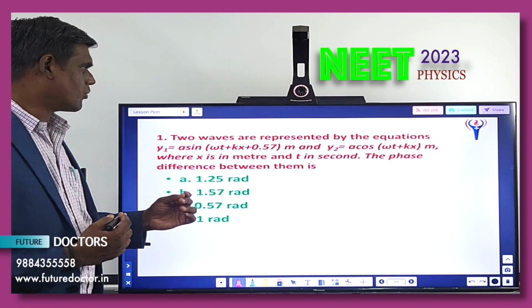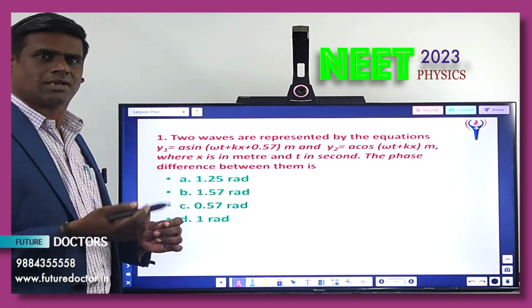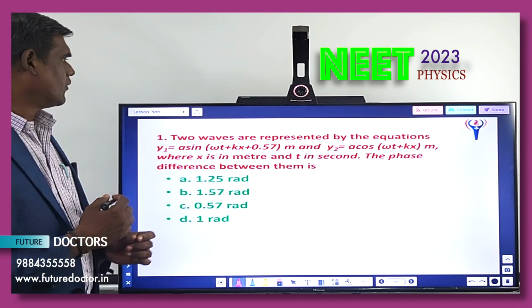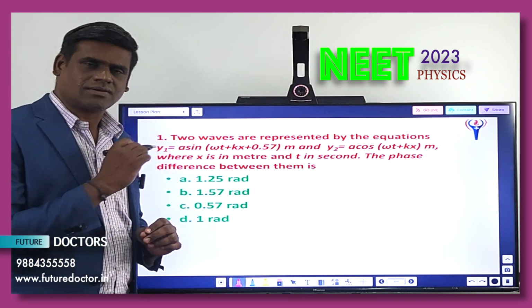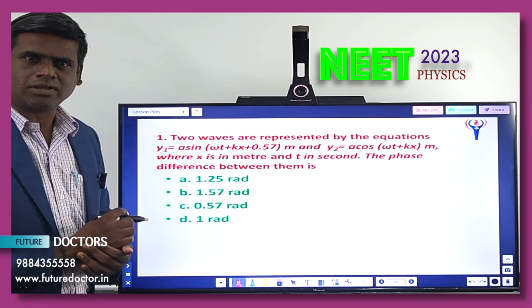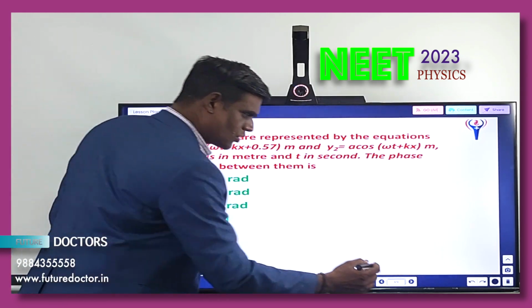Here we should know the formula for phase difference. What is phase difference? What is the symbol of phase difference? And in this equation y1 and y2, which is the phase, the phase phi, like that you should know. By knowing the idea, you are able to derive the solution for this question. Let's move to question number 2.